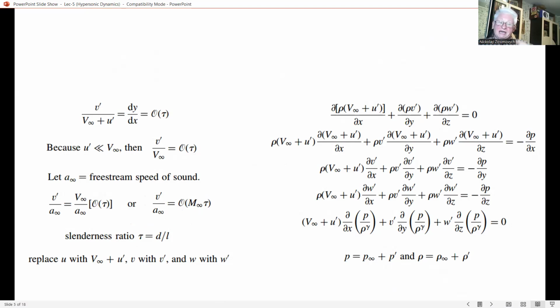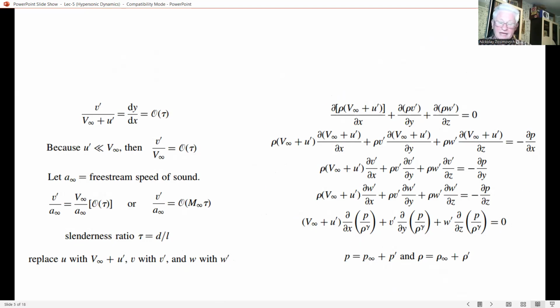Now, let us express the steady Euler equation in terms of the perturbation velocities ũ and ṽ. That is our equation, with zero time derivatives for steady flow, where we replace u with V∞ plus ũ, v with ṽ, and w with w̃. And we can obtain these equations, as you can see on the right side of our slide.